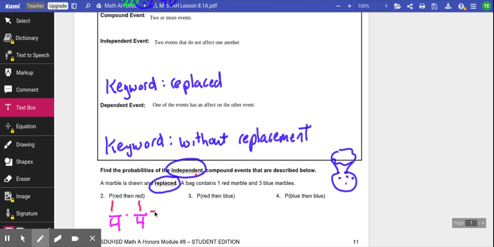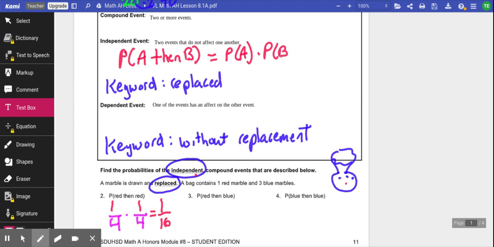So in total, I have a 1 out of 16 probability. Okay? So when we have independent events and it says P of A, then B, I can just do the probability of A times the probability of B.